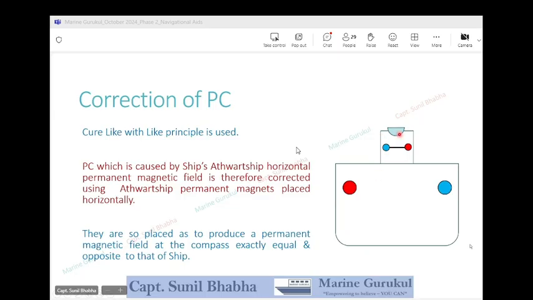Now on top you see this represents the binnacle of the magnetic compass, and in the binnacle we keep the corrector magnet. This small magnet on top is the corrector magnet. The holes are made in the binnacle in the athwartship direction, and these magnets are placed in those holes, making sure that the ends of the corrector magnet are opposite to the ends of the ship's permanent magnetism in the athwartship direction.